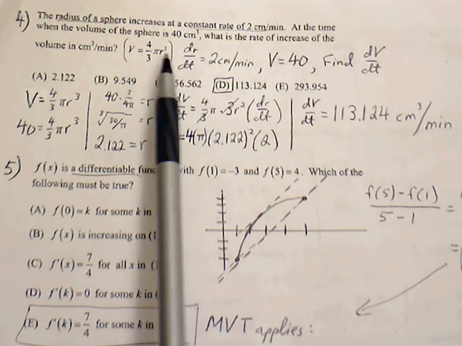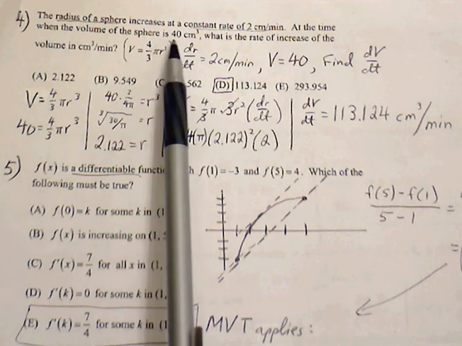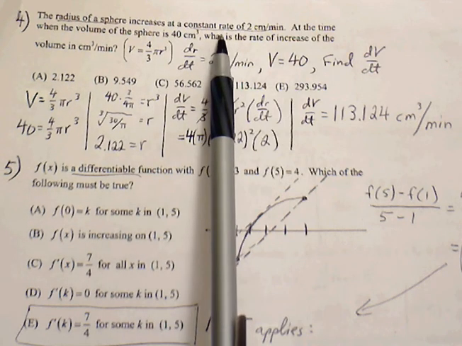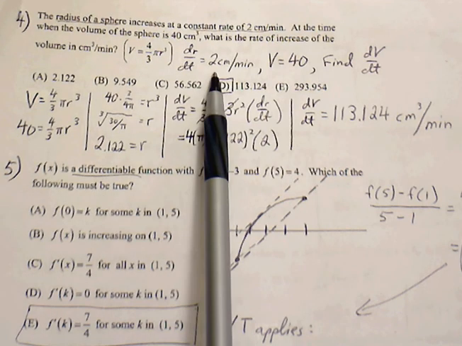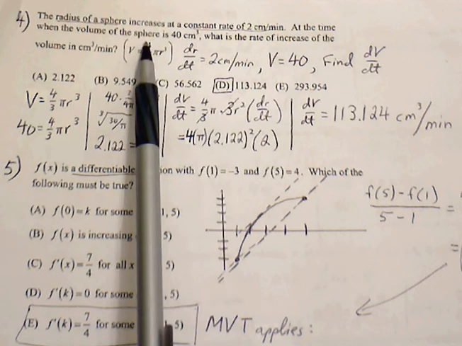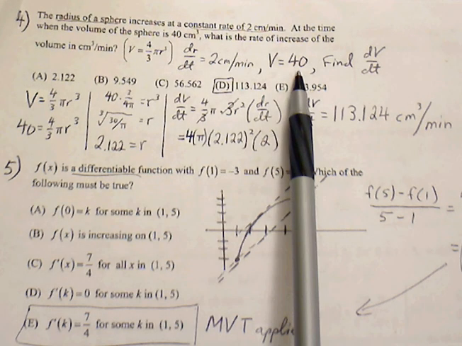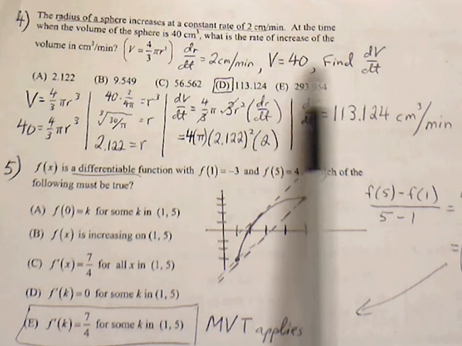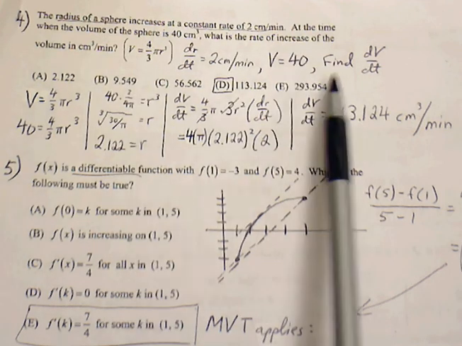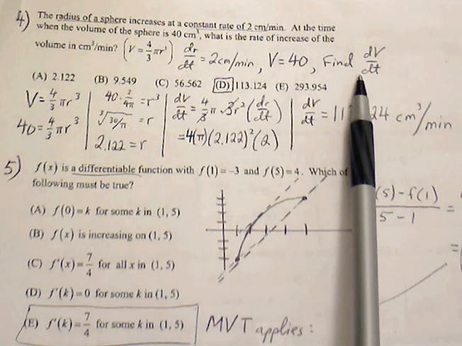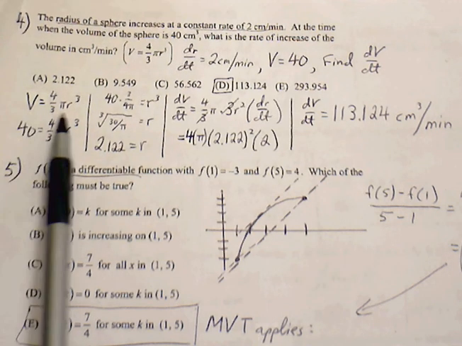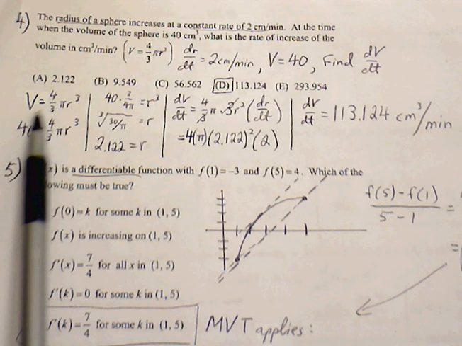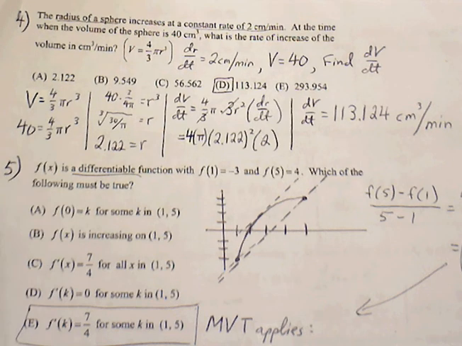So let's see. We have the radius of the sphere increasing at a constant rate. So the radius is going to get larger over time, so we have to make sure that dr/dt is a positive value. The volume of the sphere is 40 cubic centimeters. However, that's just a moment in time. What is the rate of increase of volume? Find dV/dt. Okay, so we have to start with the volume formula. V is equal to 4/3 pi r cubed.